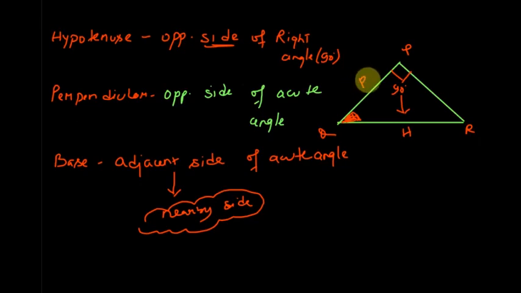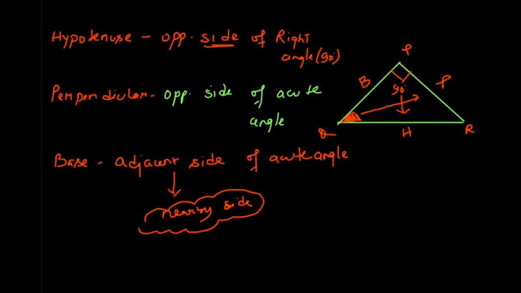What about our perpendicular? Perpendicular is the opposite side of the acute angle. Whichever acute angle we have selected, the opposite side is perpendicular. I hope now it's clear. So now we'll go back and learn how we are going to select the acute angle, because that's the most confusing part that you have, how are we going to know which acute angle we're going to select.